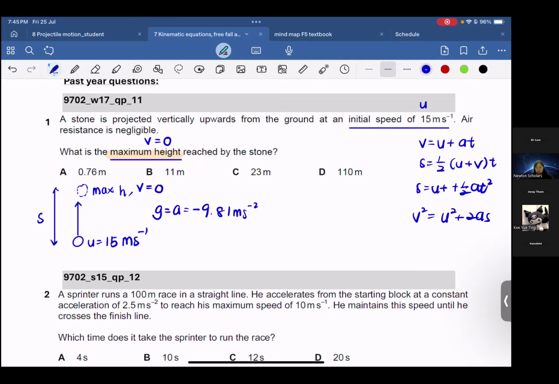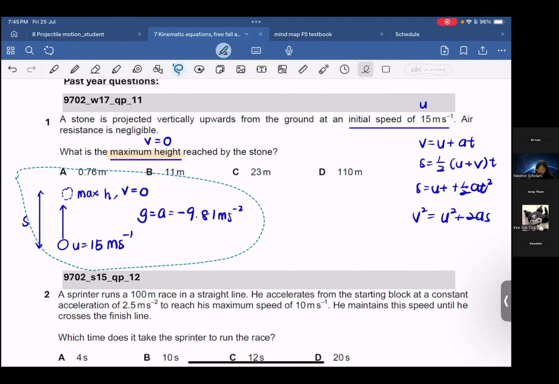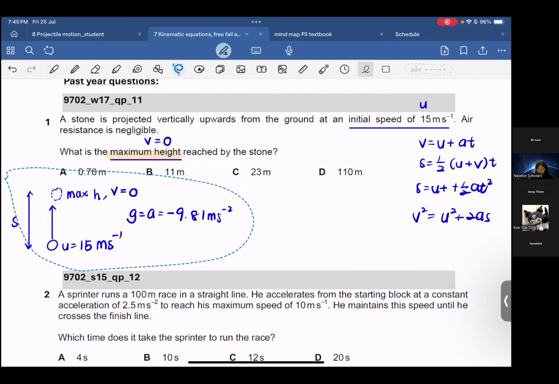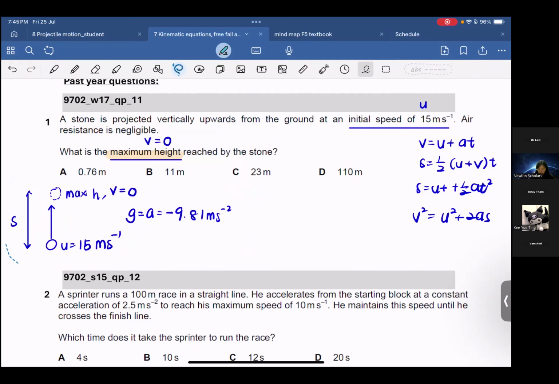This question is easy. The first question is something like recalling our knowledge. Then if you finish calculating, let me know. Yeah, thank you. B. So here the answer is B.